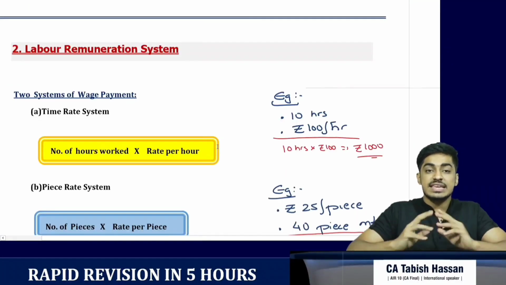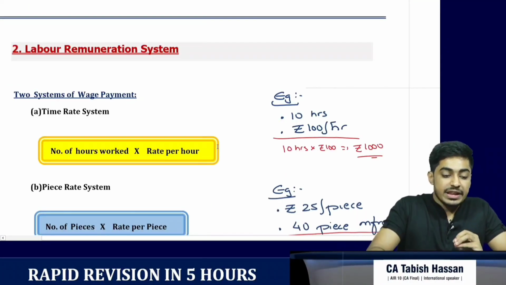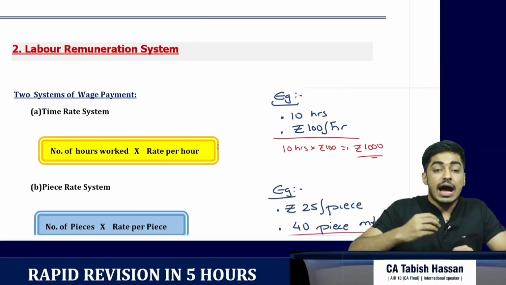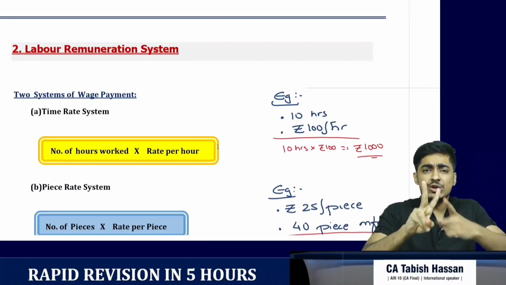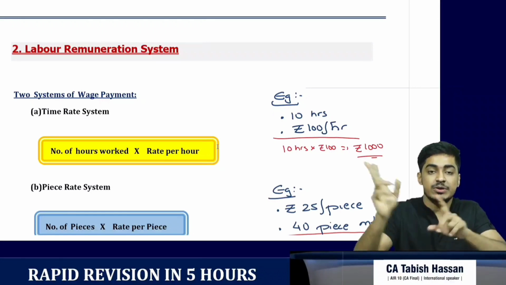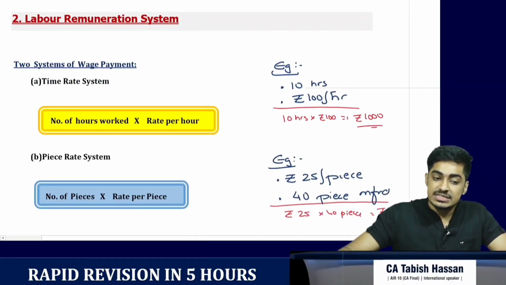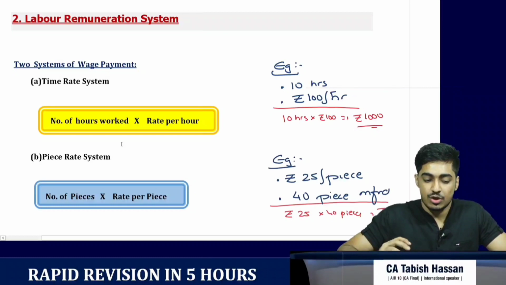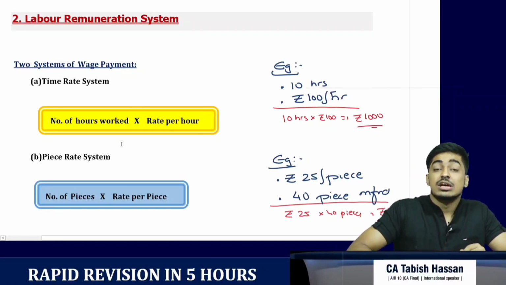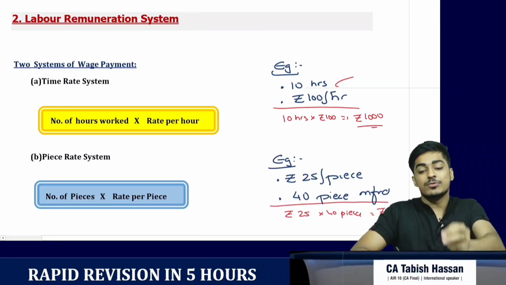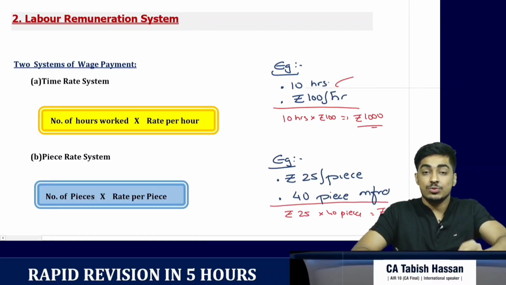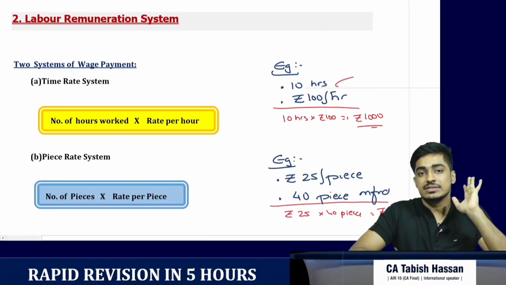Okay. Now let's go to the second topic, that is labor remuneration system. That is, how do we make payment to the labor? There are majorly two broad systems of making payment to labor. First is the time rate system and second is the piece rate system. What does the time rate system tell? For how many hours you work, you get the payment. Say you work for 10 hours, you get payment for 10 hours. You work for 100 hours, you get payment for 100 hours.